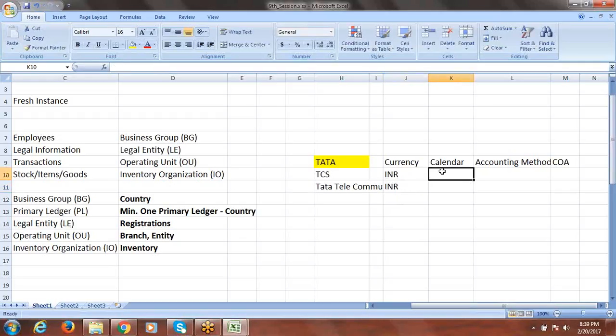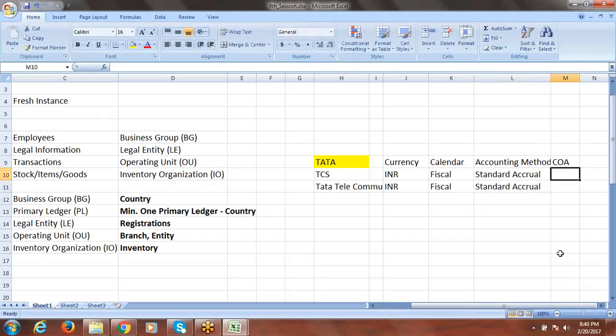Calendar, what do they require? Here they need a fiscal year calendar, and here also fiscal, which starts in April and ends with March. The accounting method, when we were creating, we just selected standard. I am taking the same here. What is the meaning of that? Anyway, we'll be discussing standard accrual. And since the country is one, the accounting rules and accounting policies also will remain the same.